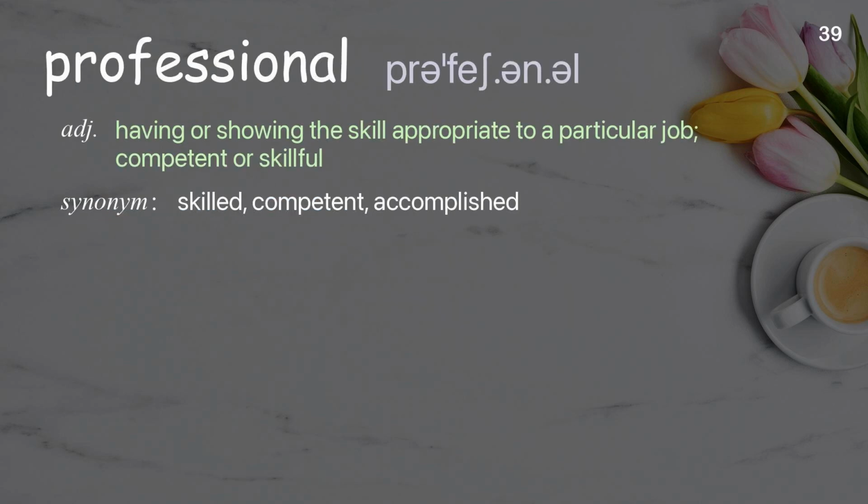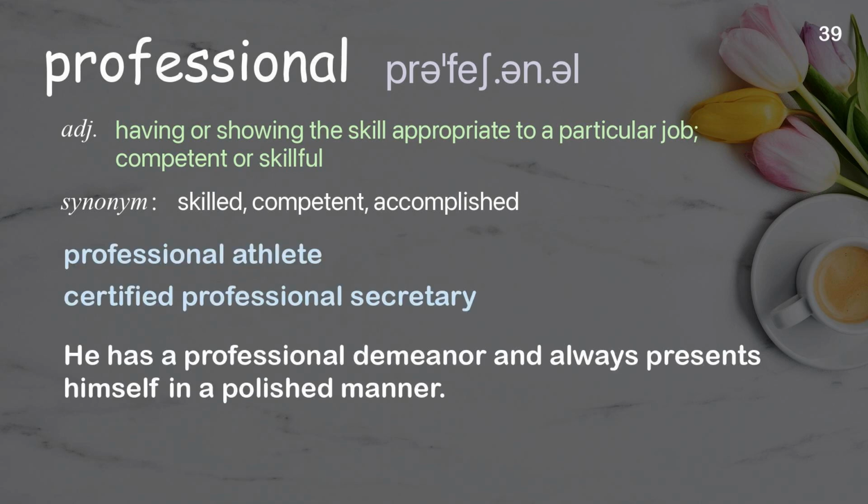Professional. Having or showing the skill appropriate to a particular job, competent or skillful. Examples. Professional athlete. Certified professional secretary. He has a professional demeanor and always presents himself in a polished manner.